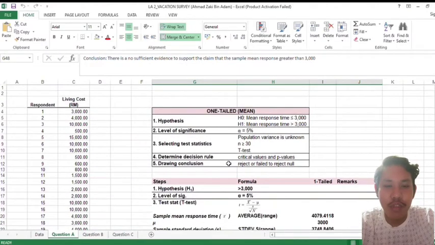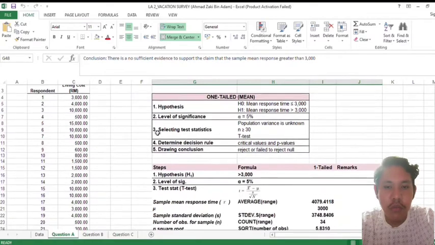I will explain about chapter 5. For question A, we have been asked to find whether the average living cost of the customers is more than 3,000. So I will show you the steps to find it.